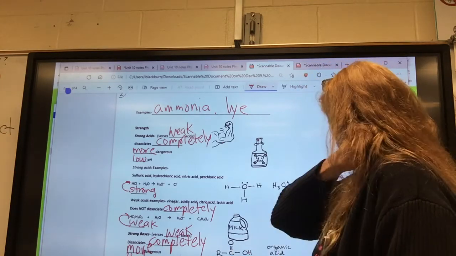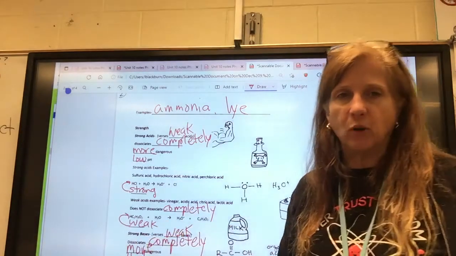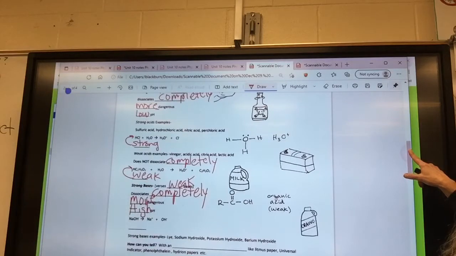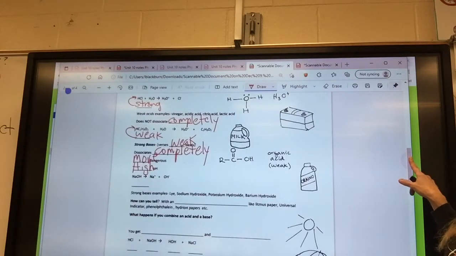That's an acid symbol right there. There's your battery. All right, I want to scroll this up again. Can I scroll a little bit? Can I scroll to there? No?